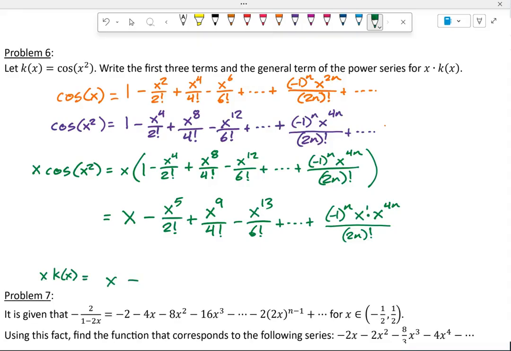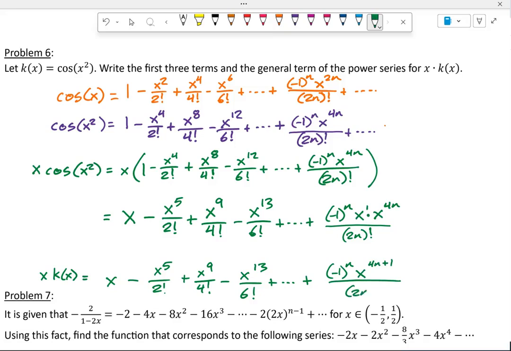So I'm just going to rewrite it. I could probably copy and paste it down, but I'll just rewrite it. And then in our nth term, we would have the 4n plus 1 as a power. So that'd be x to the 4n plus 1 over 2n factorial plus dot dot dot. We forgot it up here. All right, and that would be our answer.